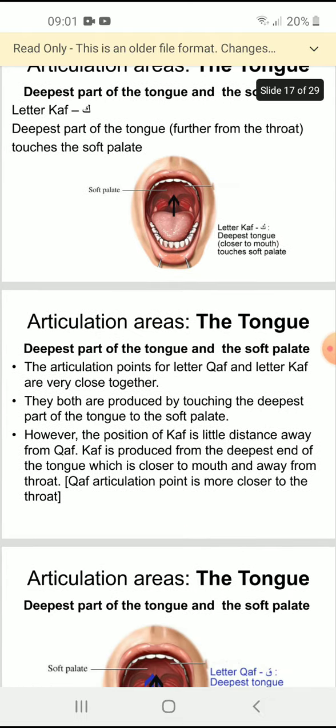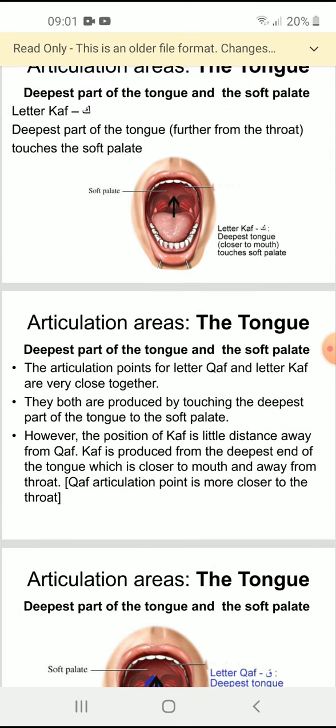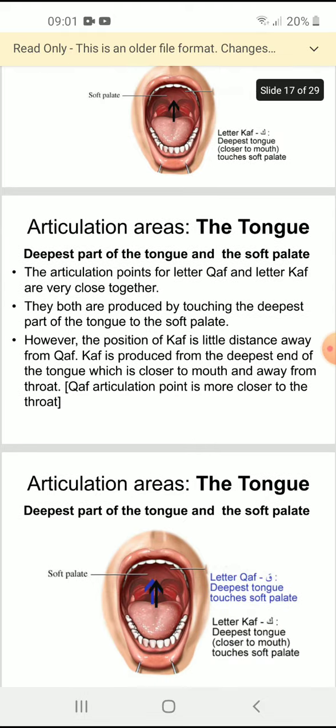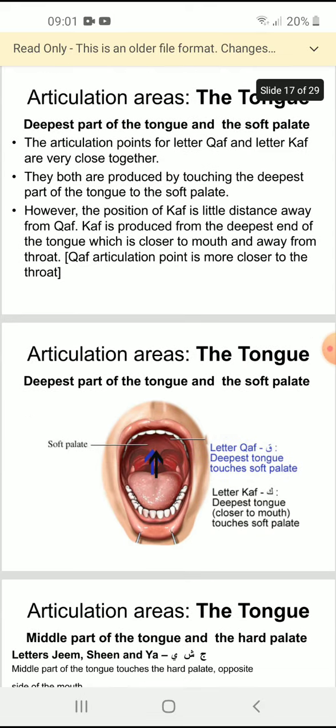Okay. Here is giving us some tips about this. He's saying the articulation points for letter Qaf and letter Kaf are already very close together, as I told you. They both are produced by touching the deepest part of the tongue to the palate. However, the position of Kaf is a little distance away from Qaf. So Kaf is produced from the deepest end of the tongue, which is closer to the mouth and away from the throat. Let's see here how it looks like and how they are very close. You see, the Qaf is behind the Kaf and they are very close together, very close.